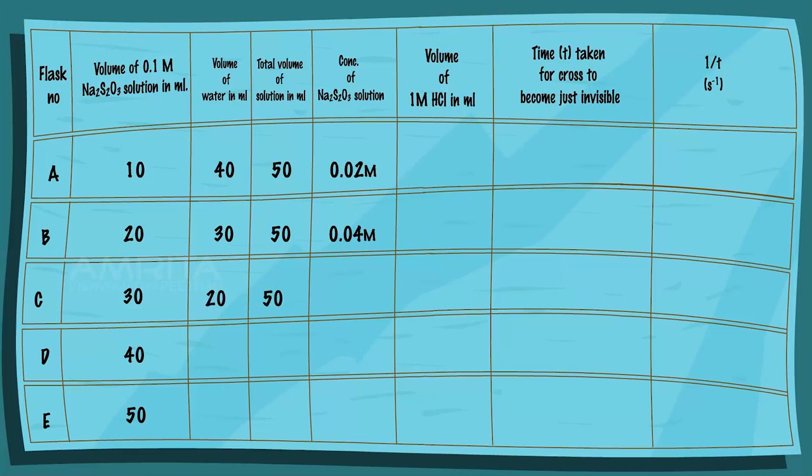Then add 20 and 10 milliliters of distilled water into the flasks C and D respectively so that the volume of solutions in each flask is 50 milliliters. The concentration of the solutions in flasks C, D and E are 0.06, 0.08 and 0.1 molar respectively.